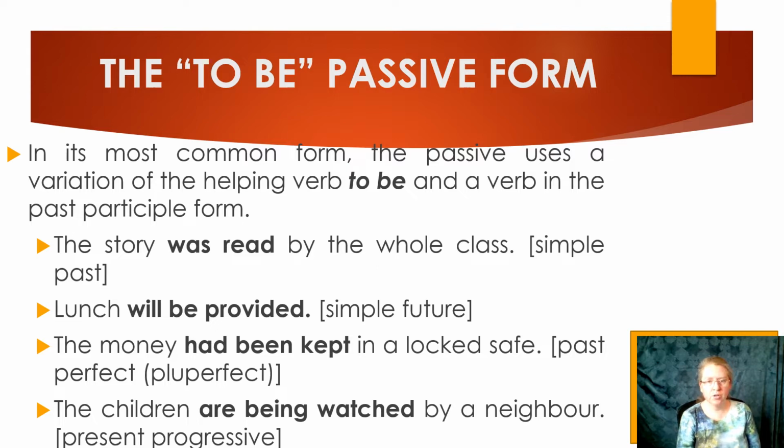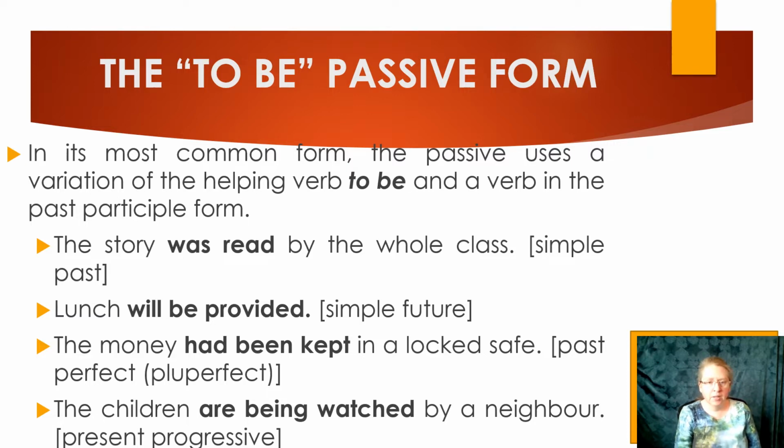So first of all, we have the to be passive form. So this is the most common form, where the passive tense uses a variation of the verb to be as a helping or auxiliary verb, and that's followed by a verb in the past participle form. So as an example, the story was read by the whole class. This is the simple past. Okay, was read. If it was not in the passive tense, it would say the whole class read the story.